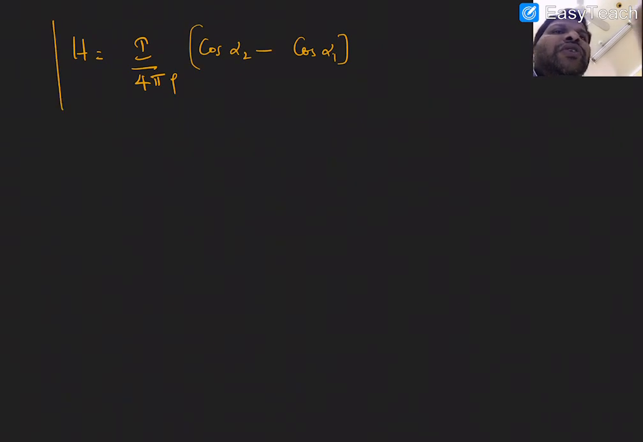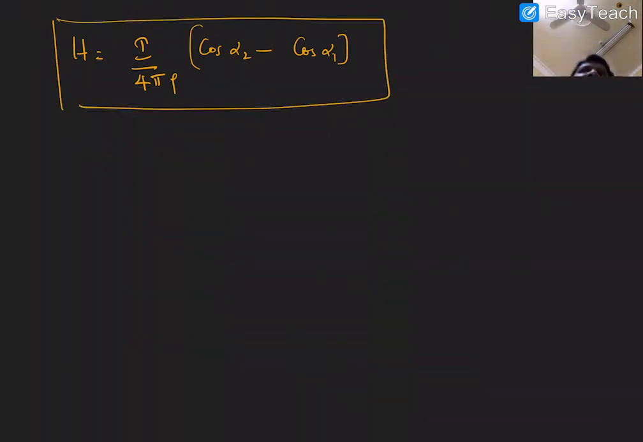So this is the final formula: H is equal to I over 4 pi rho times cosine of alpha 2 minus cosine of alpha 1. Now we will see a special case, if the current carrying wire is of infinite length.